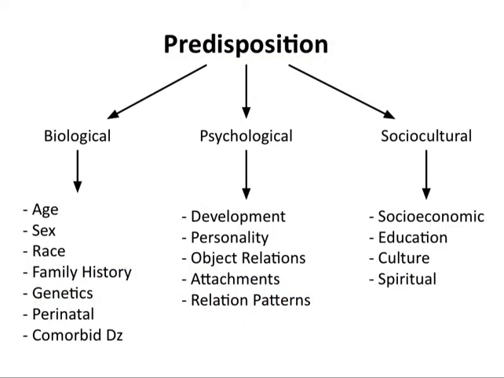Predisposition can be broken down into three categories: biological, psychological, and sociocultural. These are all areas where an individual may develop some degree of susceptibility to a stressor and ultimately psychiatric illness. Most of these areas are relatively straightforward. However, I'll further define some of the psychological predisposing factors for clarity.